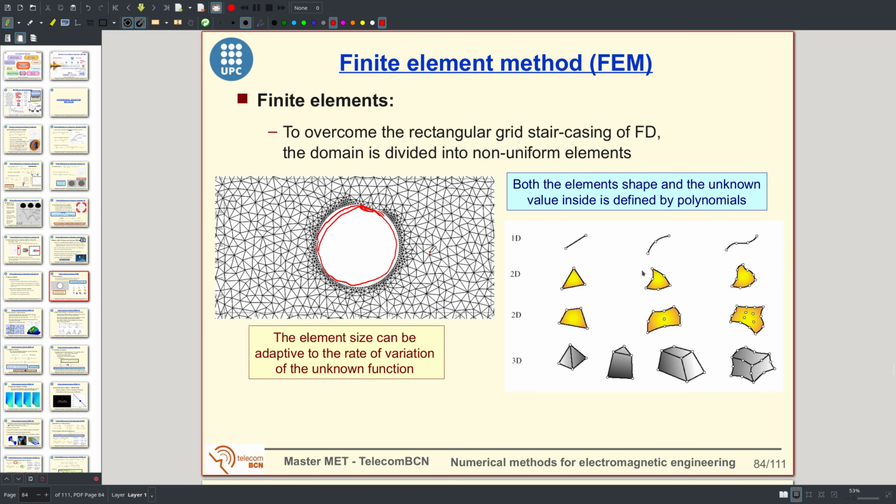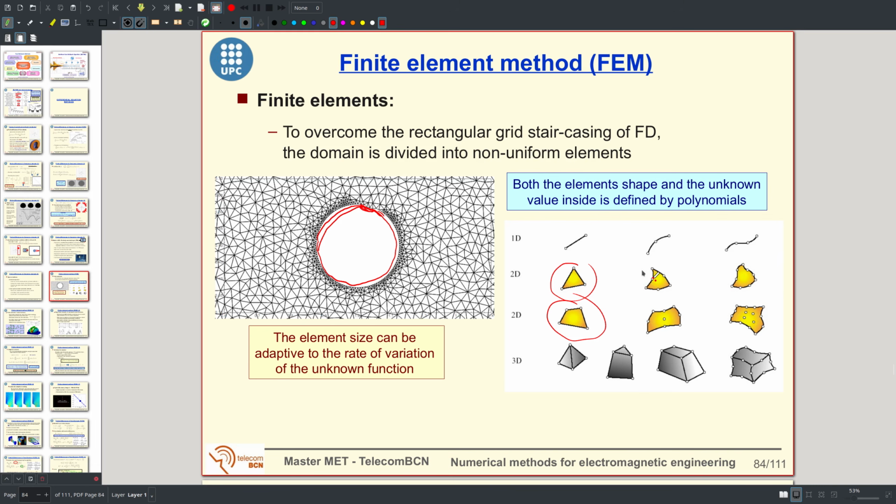It's not like a uniform sampling like in finite differences. Here the elements can have any shape, any number of sides, and even curved sides. Usually the elements are triangular or quadrilateral. They can have more sides, but these are the two used most often. And the sides do not need to be straight, they can be parabolic.